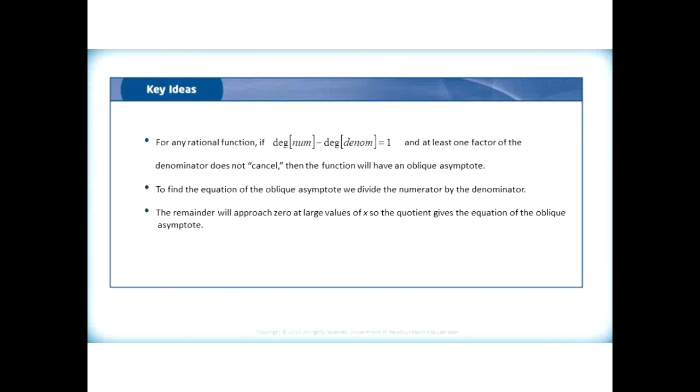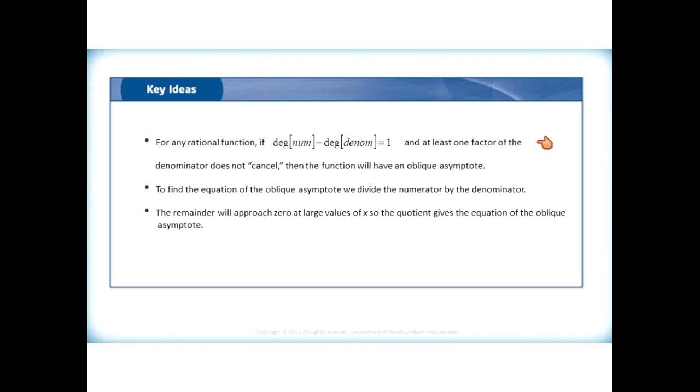All right, let's summarize what we've talked about. So key ideas we've had for any rational function: when the degree of the numerator minus the degree of the denominator is 1, and at least one factor of the denominator does not so-called cancel, then the function will have an oblique asymptote. Okay? So it's really important to keep all of those things in mind. The difference between the degrees has to be 1, and you can't cancel out all your factors in the denominator. Otherwise, you're just going to have some function that's not even really rational. It's just got some point discontinuity or point discontinuities on it.